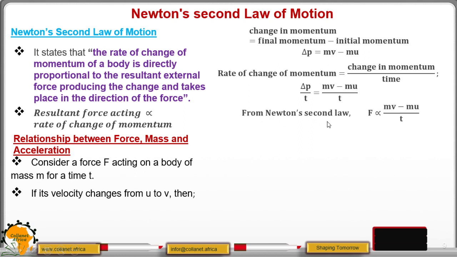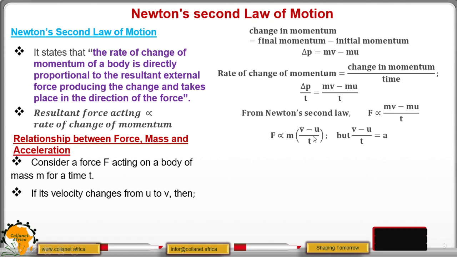From Newton's second law, we have seen that the resultant force is directly proportional to the rate of change of momentum. And the rate of change of momentum is this one, (mv minus mu) over t. From here, we can factor out m, and by so doing, we are left with (v minus u) over t inside the bracket.